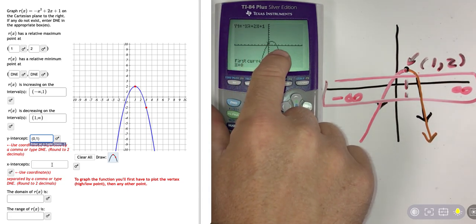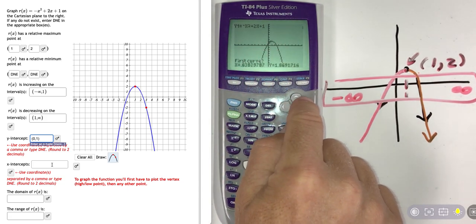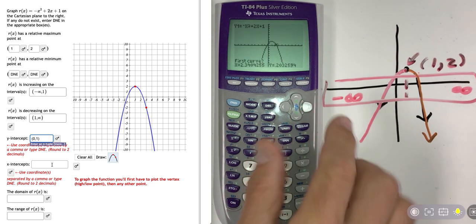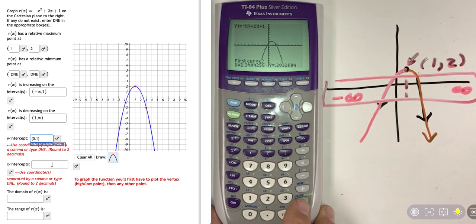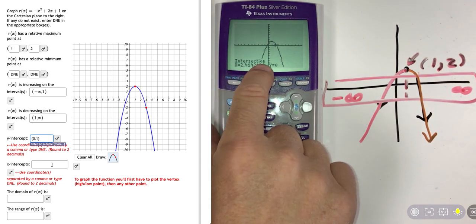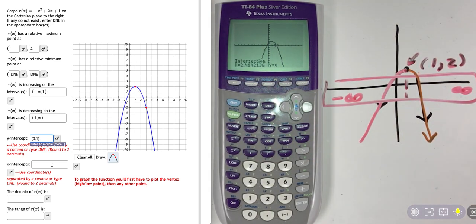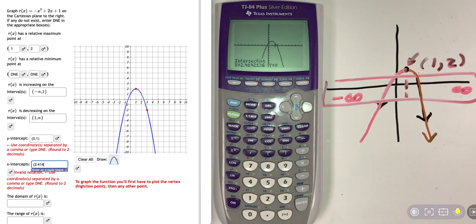If I want to find the one on the right first, I have to hold my right arrow key down and move that cursor over to where it's crossing the x-axis. Then press enter, enter, enter. It'll then say the word intersection. If it does not say intersection there, you don't have the intersection, or the x-intercept. So this one's here, you're going to have a coordinate at 2.414. Make sure you round correctly too. There's my first coordinate, and that's comma 0.